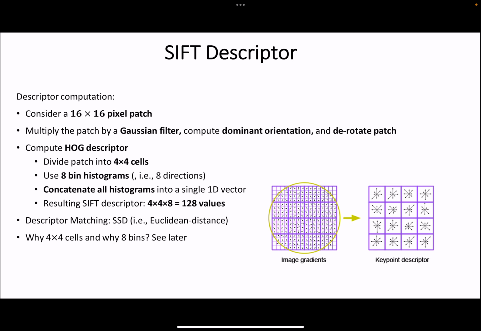So this shows a nutshell of how to compute the SIFT descriptor. For descriptor computation, we consider a 16 by 16 pixel patch, which is a local patch, right? We are not going to see the entire image. We only see a local patch from the entire image. And then we multiply the patch by a Gaussian filter.